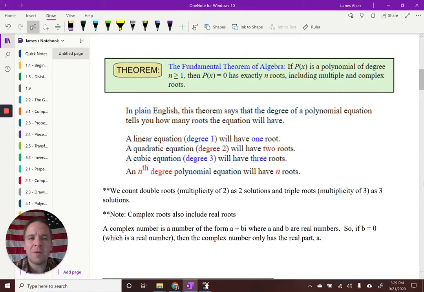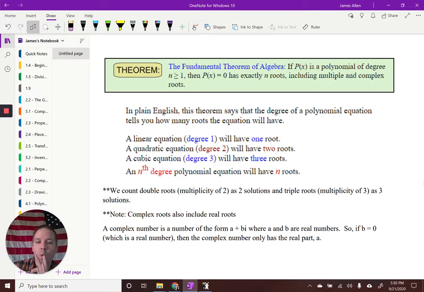All right, we got the fundamental theorem of algebra here. So it states that if p of x is a polynomial of degree n greater than or equal to 1, so it could be a degree of 1, 2, whatever, then p of x equals 0 has exactly n roots, including the multiple and the complex roots. So basically what this says, guys, if it's a degree of 1, it's got 1 root. If it's a degree of 2, it's got 2 roots. If it's got a degree of 3, so on and so forth, right? To the nth degree, a polynomial will have n roots.